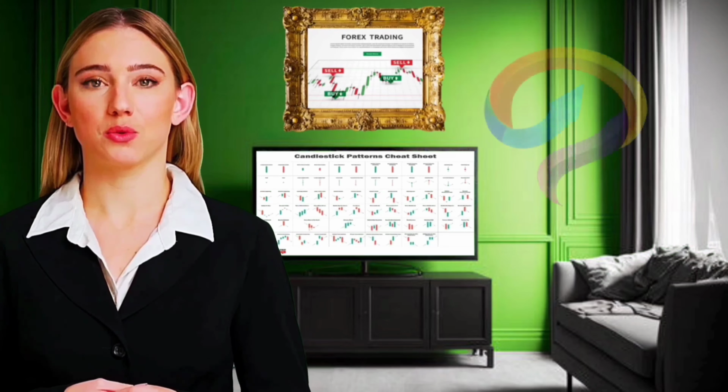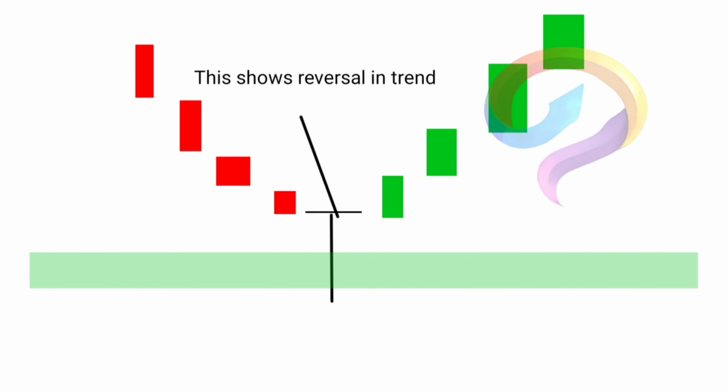The Dragonfly Doji indicates that sellers dominated the market early in the trading session, pushing prices lower, but buyers then stepped in and drove prices back up to close near the session high. This shows a shift in momentum from bearish to bullish and can suggest that a reversal in trend is imminent.